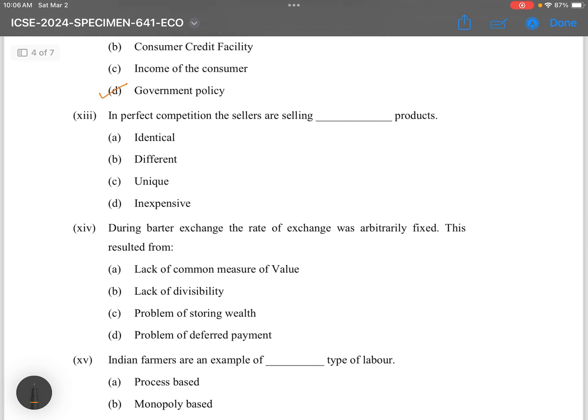The 13th question is quite simple if you know the features and definition well. In perfect competition, the sellers are selling identical or homogeneous products. So we know identical products are sold in perfect competition. You have a unique product being sold in monopoly. And differentiated products, which are slightly different from each other, close substitutes still of each other, like shampoos, soaps, that time we are talking about monopolistic competition. So here the answer is identical.